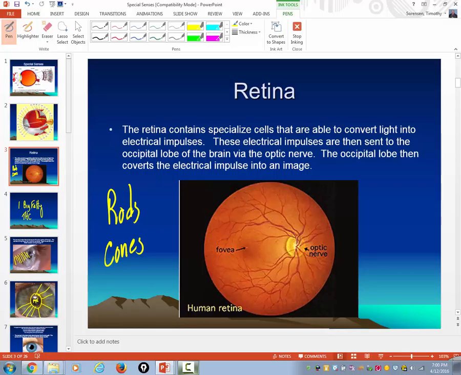Rods are used to see in dim light, and you view things in black and white. That's why things in the dark are hard to distinguish in color, because only the rods are being activated. The cones are for sharp vision, and they see in color. Now watch. When you want to see something really well, like the textbook, you don't hold it like this.